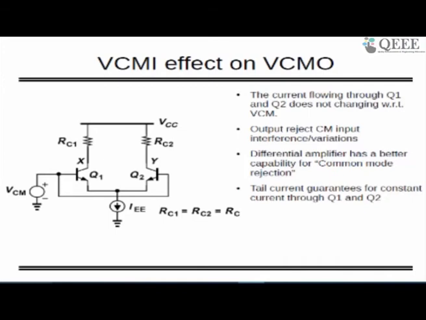Your common mode will be rejected, your even harmonics will be removed, and your circuit has a better signal to noise ratio, and your tail current guarantees current flowing through Q1 and Q2. So this is the good part of a differential circuit over a pseudo differential.